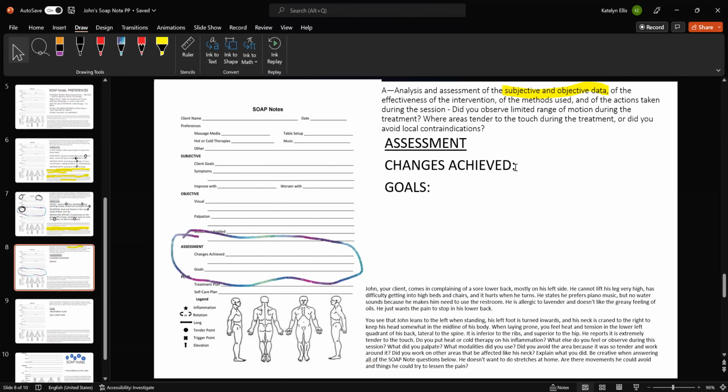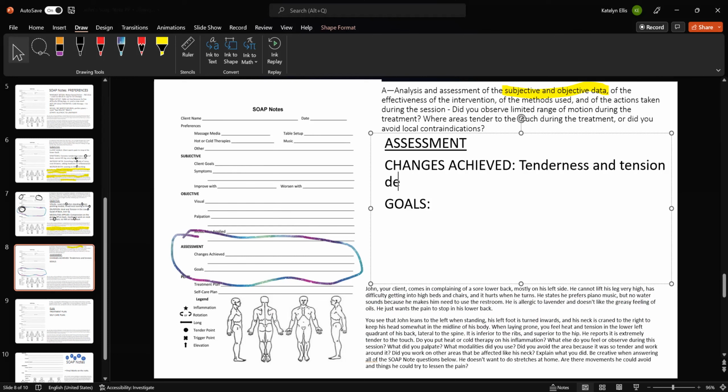What did you avoid? What happened? All right, changes achieved. I'm going to say tenderness and tension. And this is why I don't put T for tension, because I like T for tenderness. And most people put T for tension and it gets confusing. So tenderness and tension decreased. I highly suggest putting a downward arrow for this instead. Decreased after ice massage. Okay.